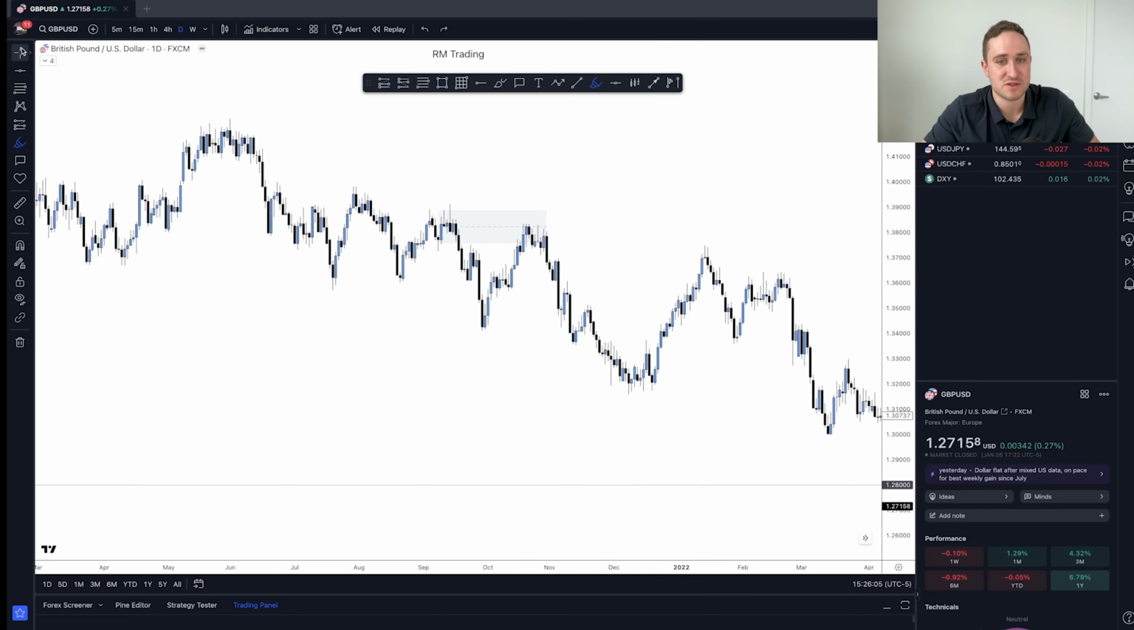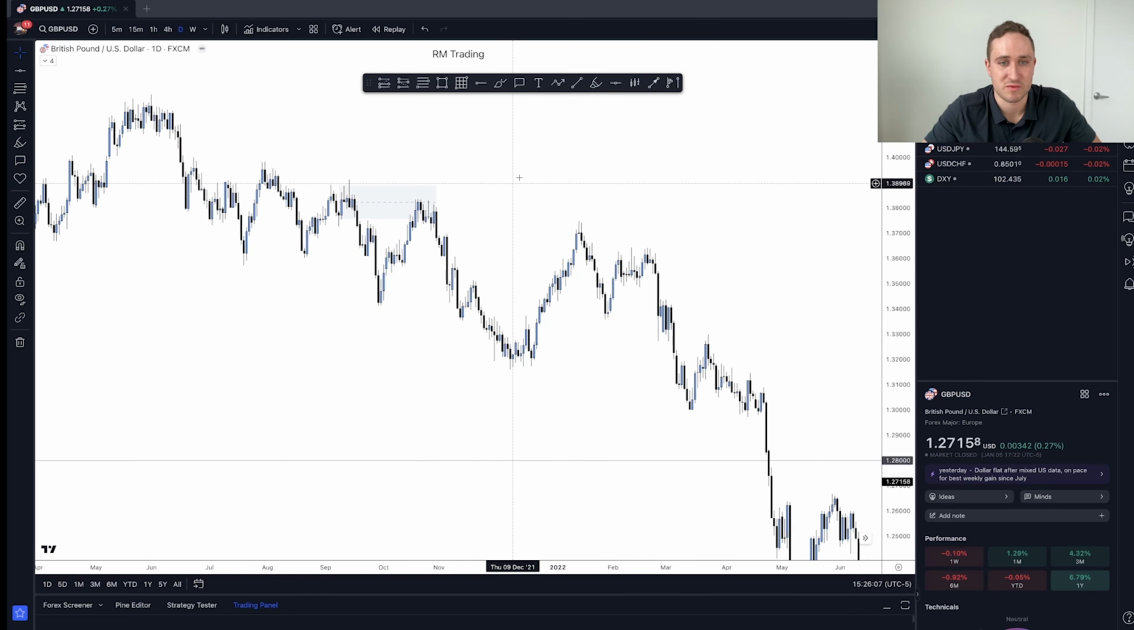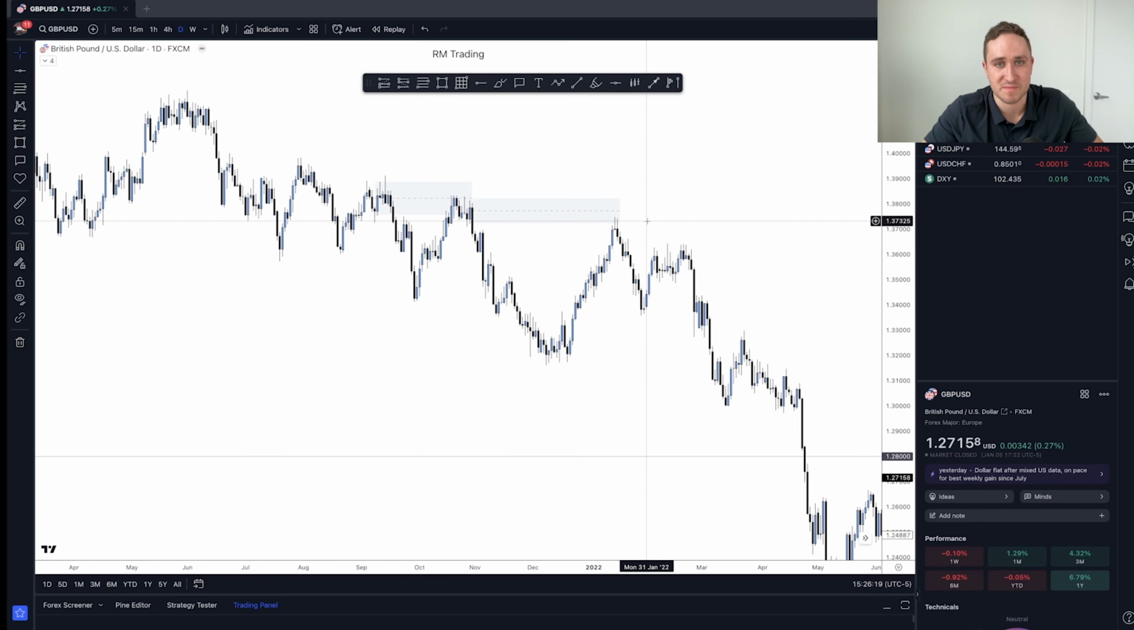Now let's continue the trend and see where the next supply level would be. Again, consolidation here. That sent price down lower. We're going to mark this out, and this is going to be our supply level that we're going to be waiting to short from. These areas always get respected.